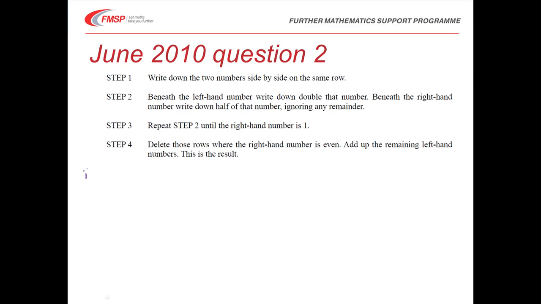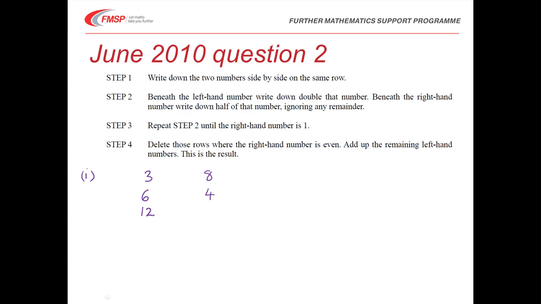Here's the algorithm again, and part 1 asked us to start with input 3 on the left and 8 on the right. Now then, my advice to you always with these algorithms, especially when it's one you haven't seen before, is to read it very carefully and follow it in the most methodical, plodding method that you can. So step 1, write down the 2 numbers side by side on the same row, on the same level. Step 2, beneath the left-hand number, write down double that number. Beneath the right-hand number, write down half of that number, ignoring the remainder. Repeat that until the right-hand number is 1.